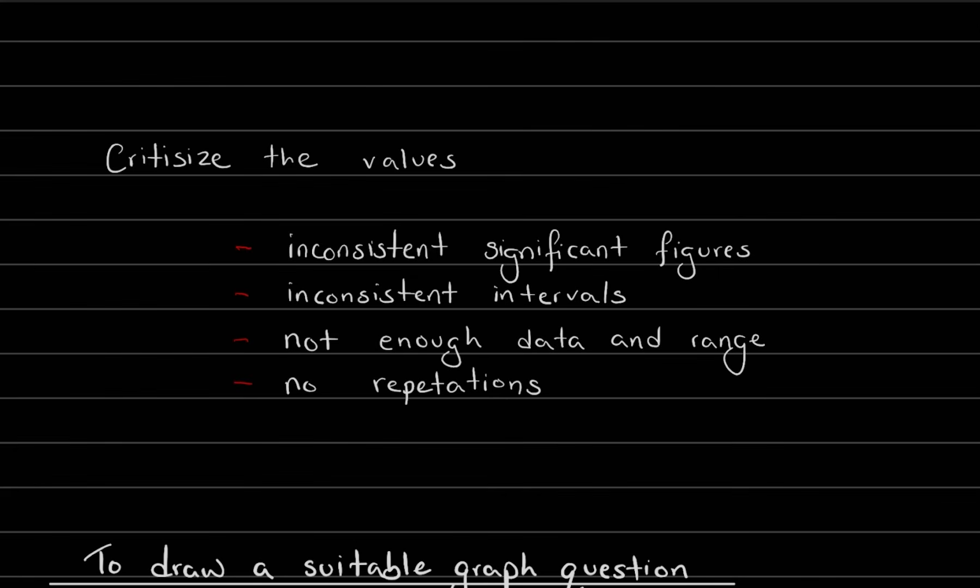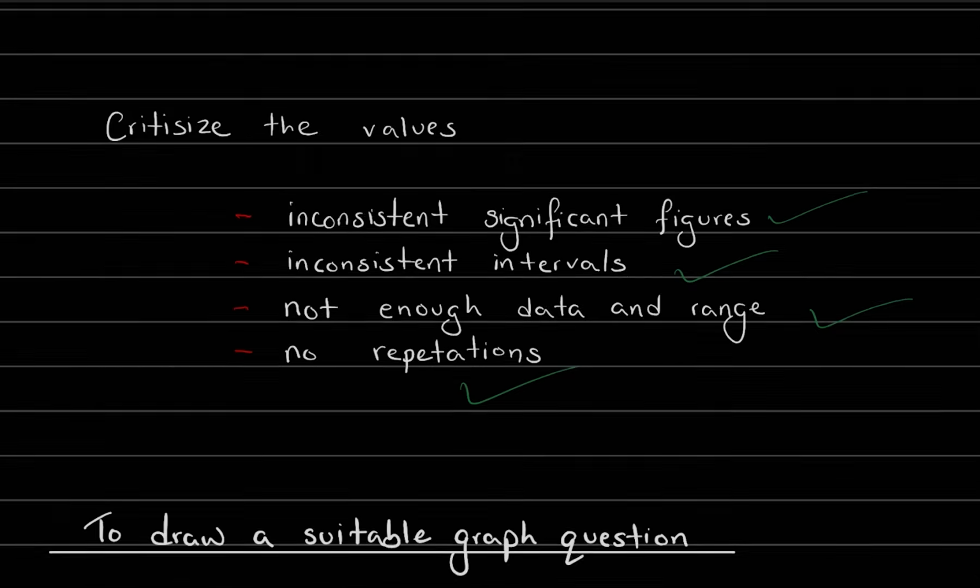This is a very common question with a very common answer. Look at the marks, and if you see a 2-mark answer, just write any 2 points from here. Check the points to find out if it's inconsistent in significant figures or do they have inconsistent intervals, and if they have only 4 to 5 data, you can give not enough data and range, and at last, no repetitions.